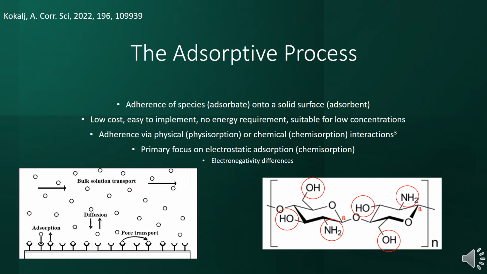Adsorption is the process by which species known as adsorbates adhere onto solid surfaces known as adsorbents. It's typically cheap and easy to implement. There's no requirement for energy, and it's also suitable for low adsorbate concentrations. Adsorption can occur through physical or chemical interactions, whether it's physisorption or chemisorption. In this project, there's a primary focus on chemisorption, in particular electrostatic adsorption, which relies on the electronegativity differences between your active sites, which I've circled here in red.